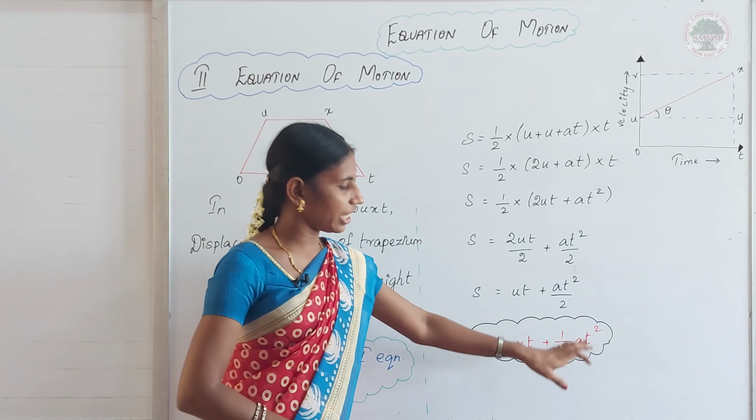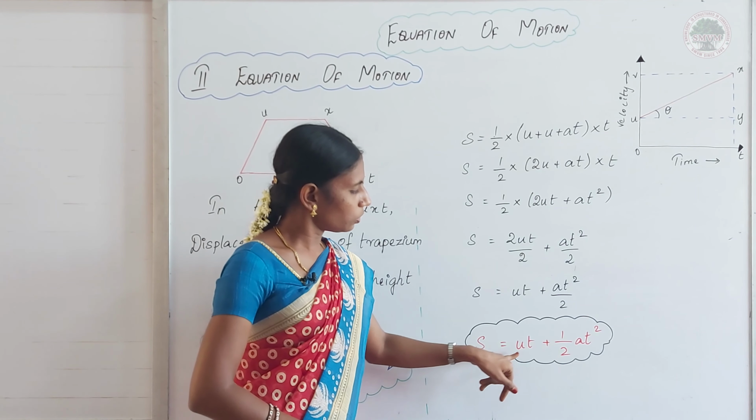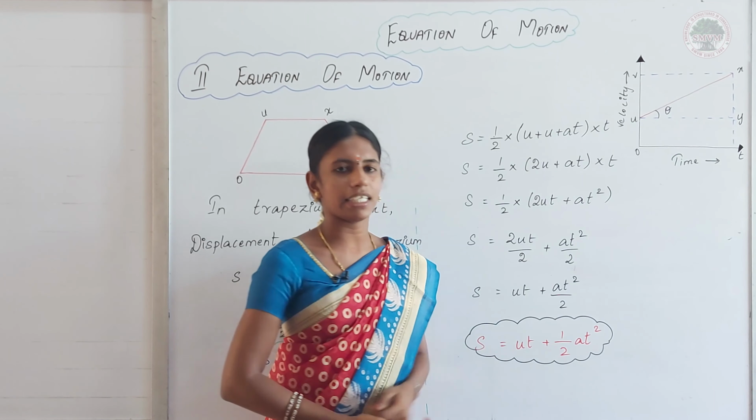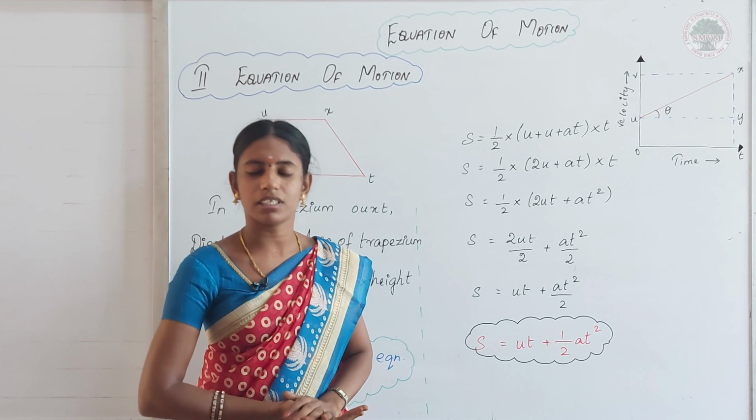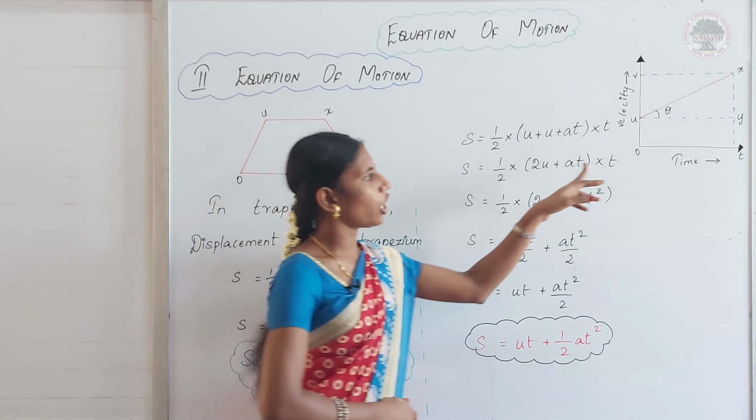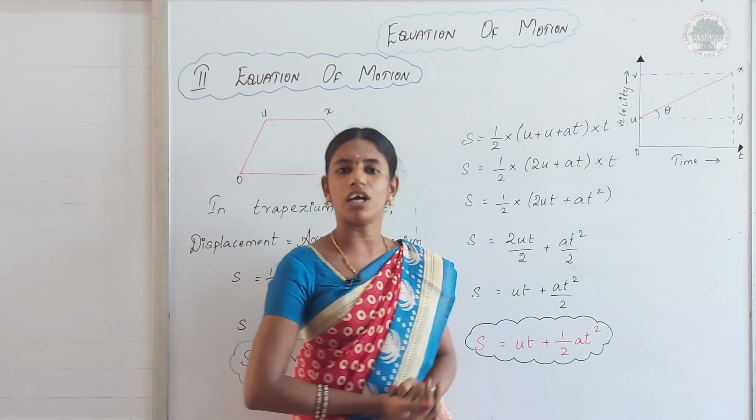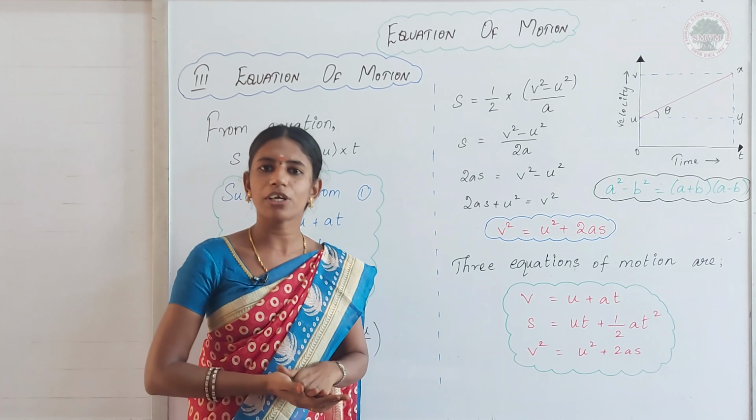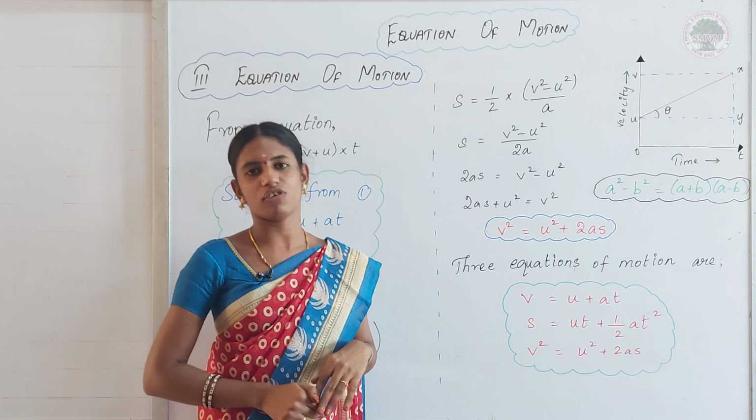So now just rearrange it. S is equal to UT plus half AT square, from which we have derived the second equation of motion. For the second equation of motion, you have to take the area of the velocity time graph. Now we are going to derive the third equation of motion.